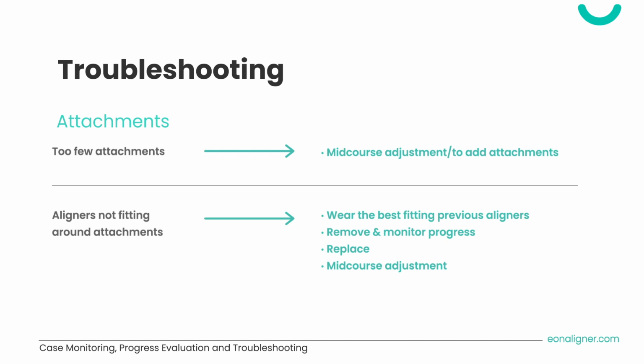Replacing the troubling attachment is also an option. The current aligner is going to be the template with which you're going to add the attachment. If neither of the previous solutions is applicable, then take new impressions or scans and ask for a mid-course adjustment.